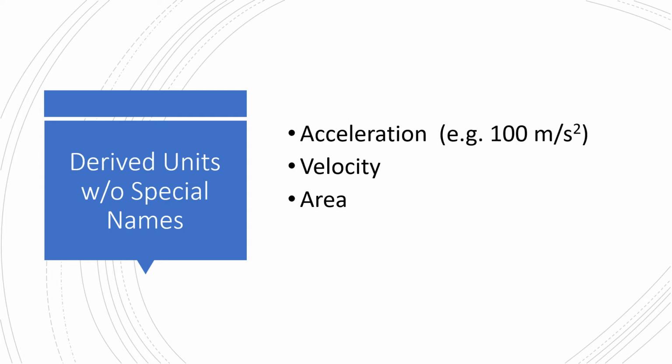All right, derived units without special names, we're just reviewing. There are acceleration, velocity, area. These are all defined based on the fundamental quantities. So for example, velocity would most likely be represented as meters per second, and area would most likely be represented as meters squared.